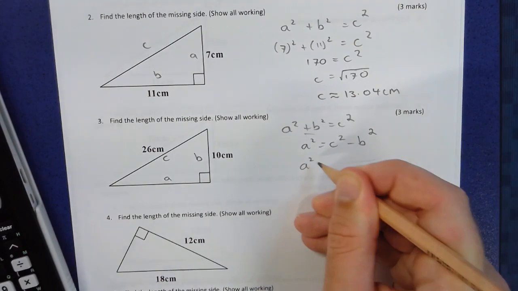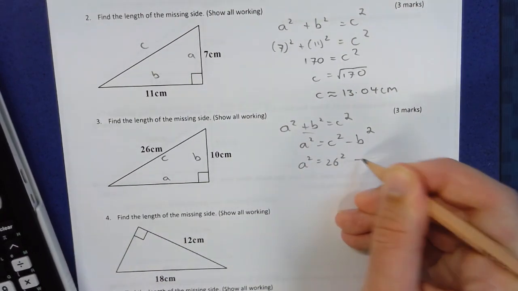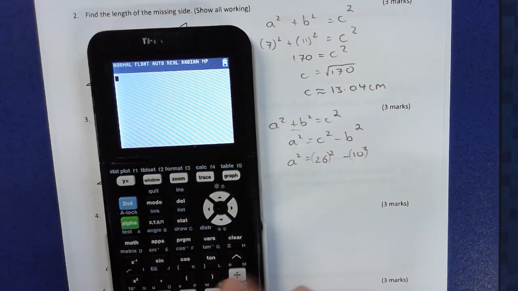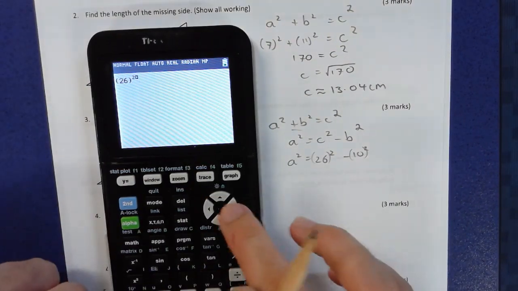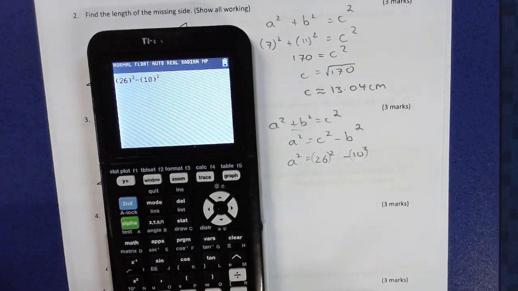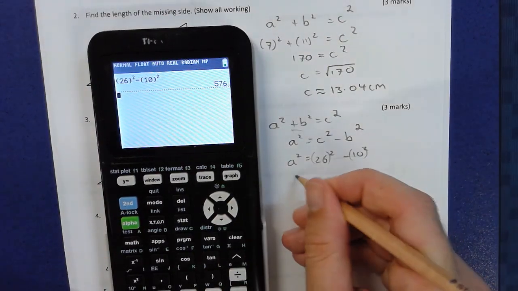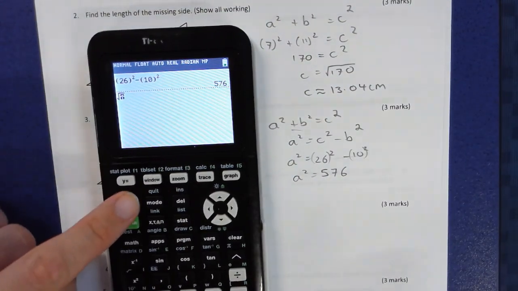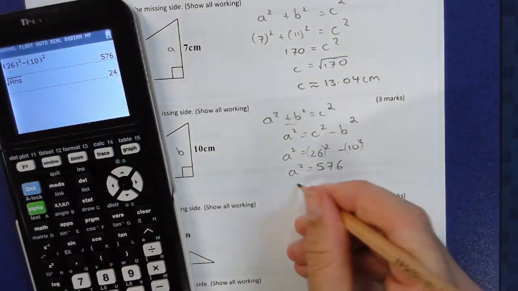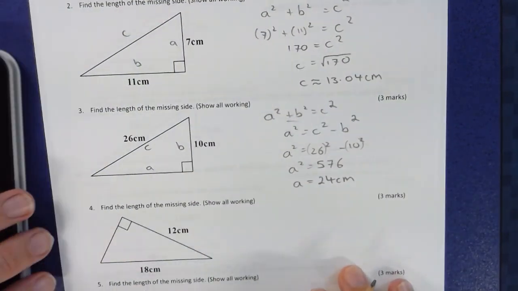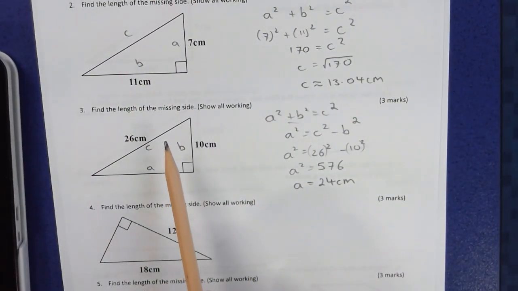So now we go A squared equals 26 squared minus 10 squared. Once again, I'll put that into a calculator. 26 squared minus 10 squared. Exactly the same as it is. And therefore we get A squared equals 576. So to square root that answer, A is exactly 24 centimetres. So that's how you do it when you've been given the hypotenuse.